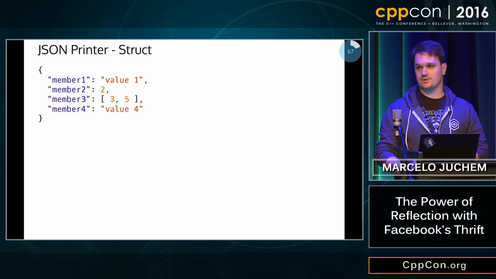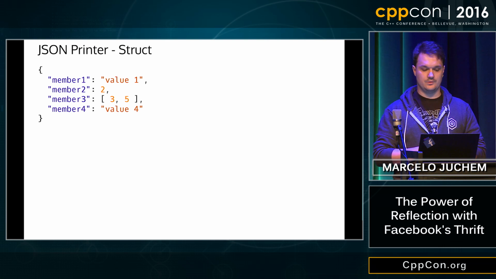And the next thing is the structure. How do you infer what the members of a structure are, how to iterate over them, and how do you properly print? Because a struct is basically represented just like a map in JSON, with the difference that it is heterogeneous. So the members don't have to necessarily have the same type.